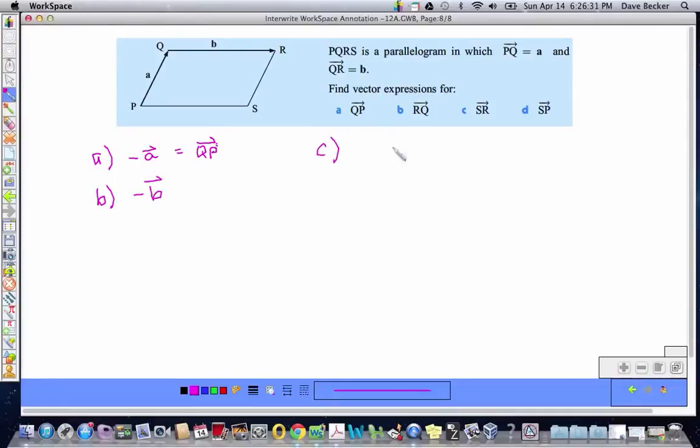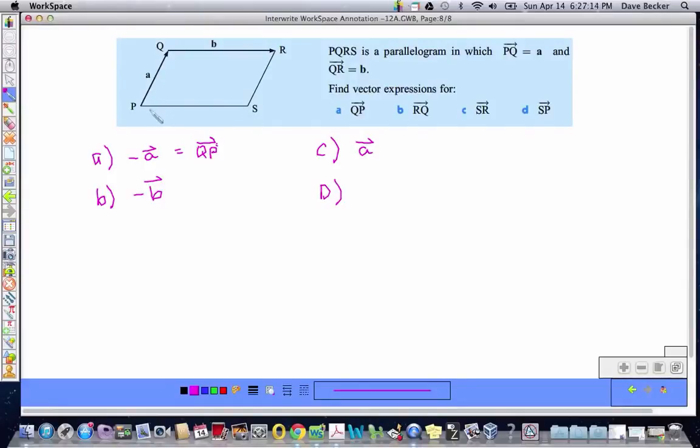And then SR. So starting here and going to here. Well, this is a parallelogram. That means opposite sides are parallel, and if they're parallel, they're going in the same direction. Remember what we said before. Vectors are equal if they have the same direction and magnitude. S to R and vector A are going in the same direction. They have the same magnitude because they're the same length, because they're opposite sides of a parallelogram. So I could call SR vector A. Pretty nifty, huh?